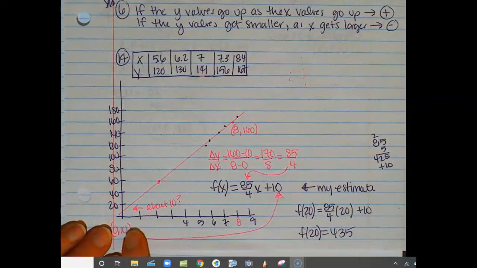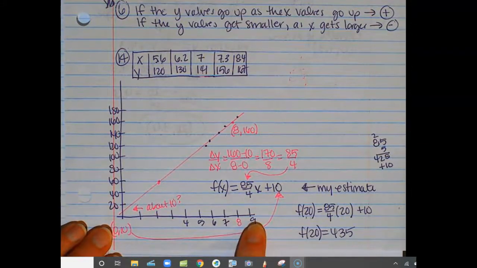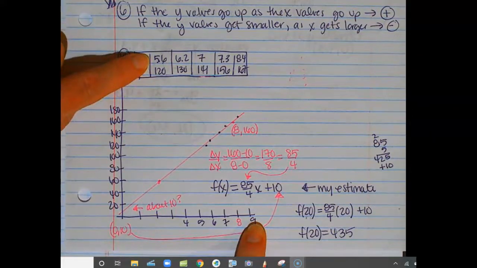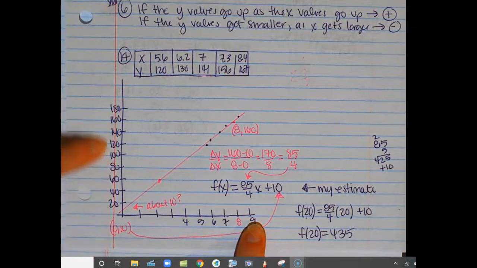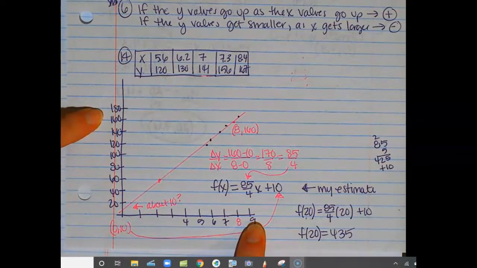It's not perfect. It's still a sketch, but I counted 1, 2, 3, 4, 5 up to 9, because my values went from 5 point something up to 9. And then these values just depended on my paper. I decided to go up by 20. So yours may look a little bit different than mine. And of course it's a sketch, so you and I probably do not have the same slope.